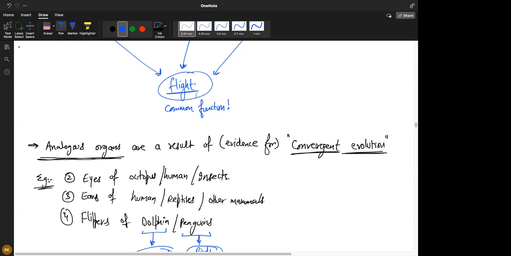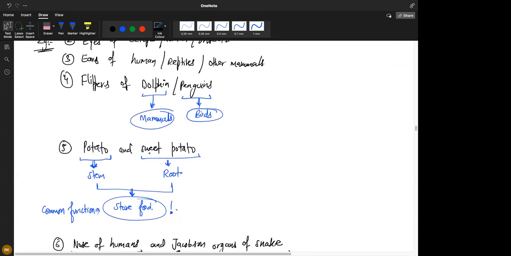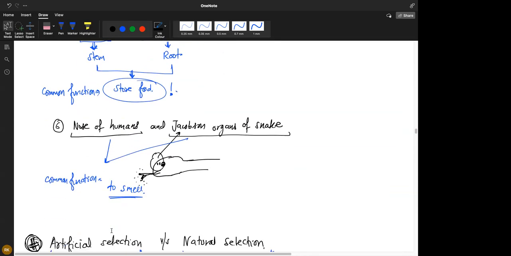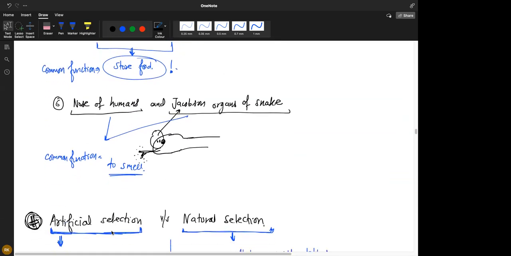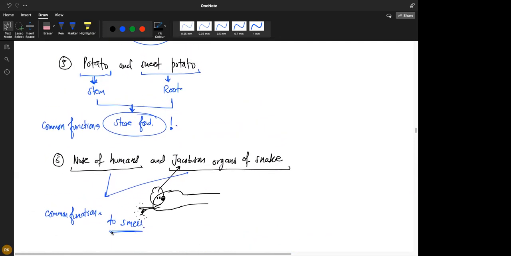So there are other examples where eyes of octopus, humans and insects, ears of humans, reptiles and other mammals, flippers of dolphins and penguins. Remember that penguins are birds, dolphins are mammals. In plants, potato and sweet potato are different organs. Sweet potato is a root, potato is a stem, but their common function is to store food, correct? And other examples that we did. So these are convergent and divergent evolution.